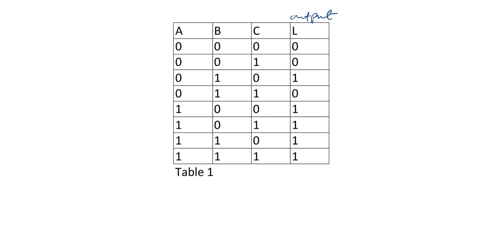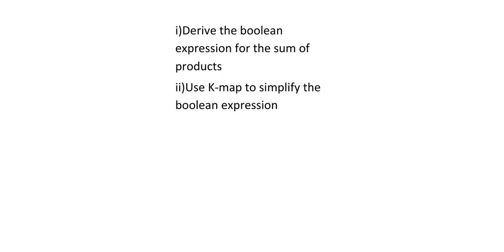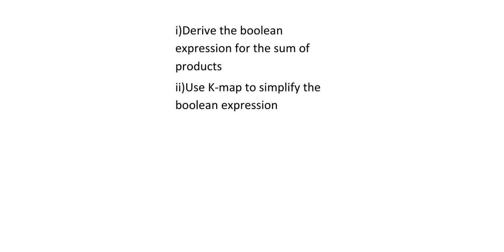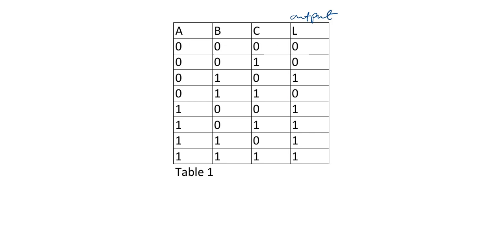L is the output. So from this table, we are told, Roman 1, derive the Boolean expression for the sum of products. And second question, use K-map to simplify the Boolean expression. So let's start with Roman 1, deriving the Boolean expression for the sum of products.